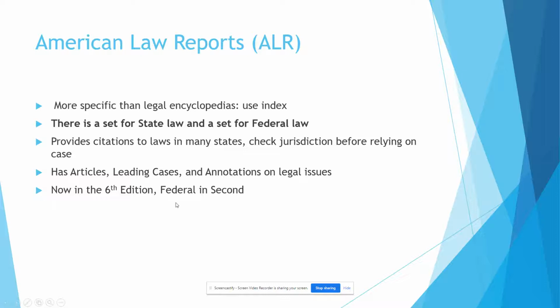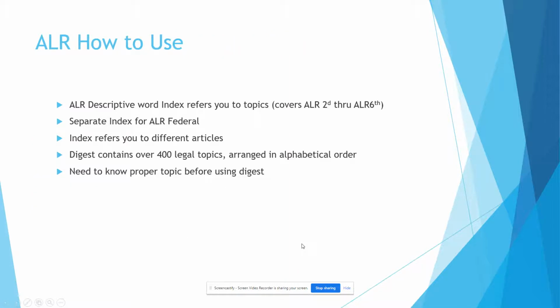Okay, we're already in the 6th edition for the state one, and the federal one is in the 2nd. We don't have this in the library anymore. When they remodeled it, they got rid of the ALR. So again, you go to the index first. Make sure you're in the one that you want to be in. Is it federal? Is it state?